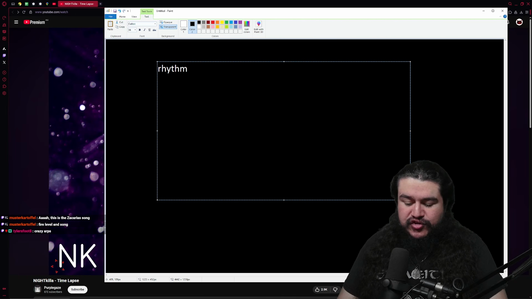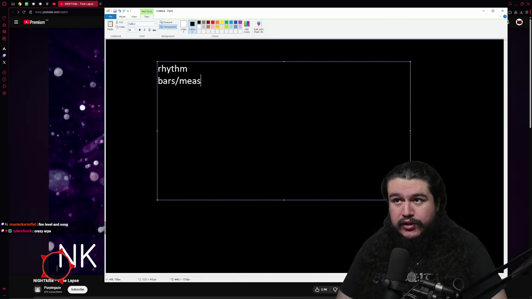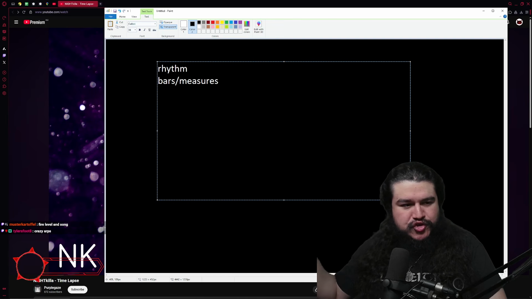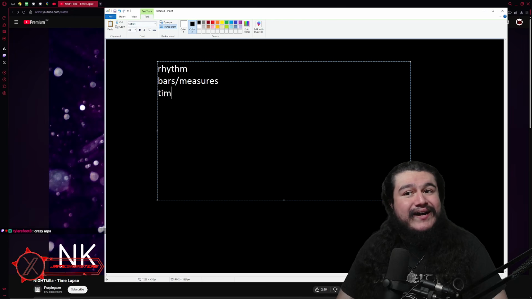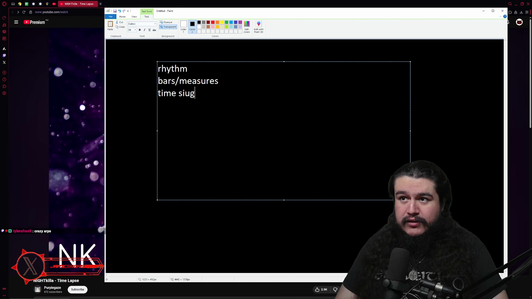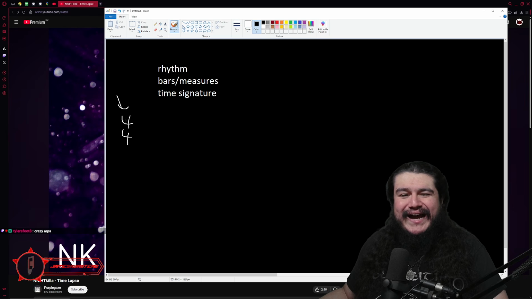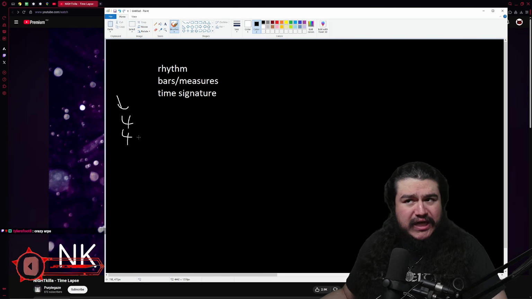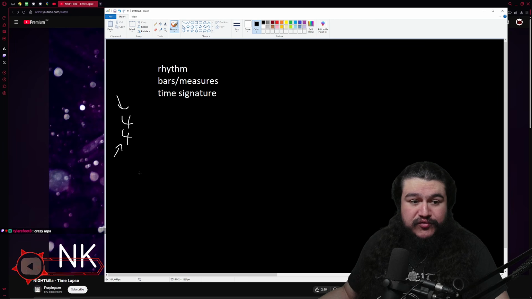Rhythm is then subdivided into bars or measures. Same term, interchangeable words, right? And each bar or measure is then determined by a time signature. So the quick version of this: a time signature has two numbers, upper number and lower number. The upper number is how many beats you will have in your measure. The lower number is what kind of beats the metronome is going to be based on.